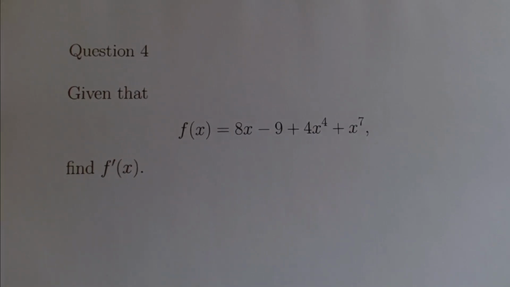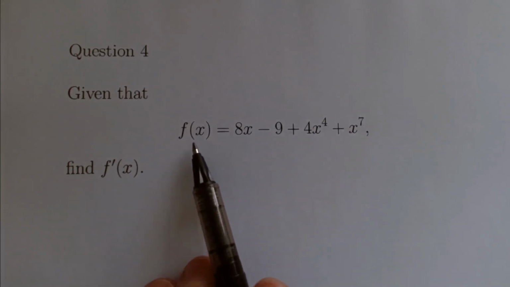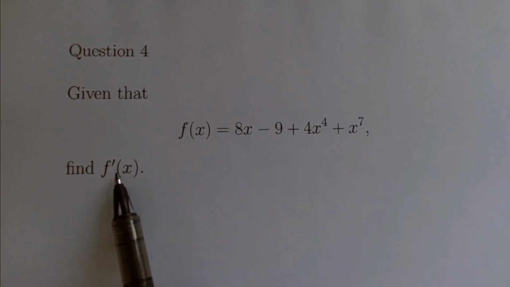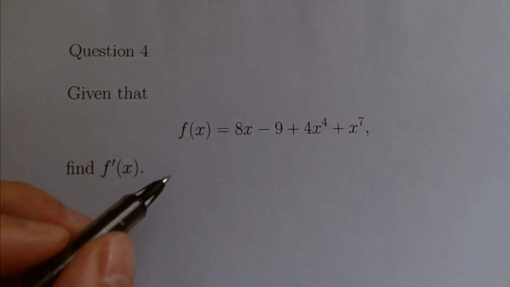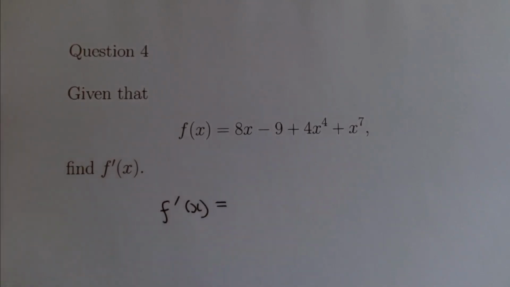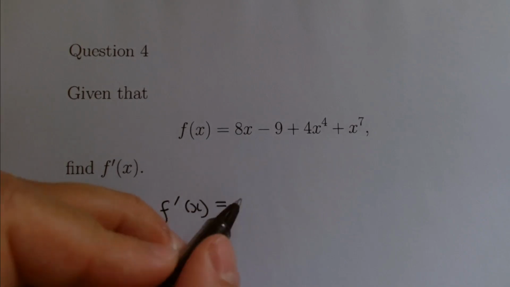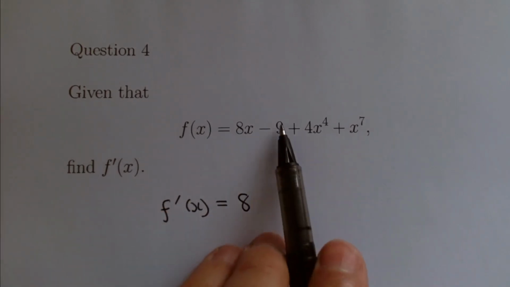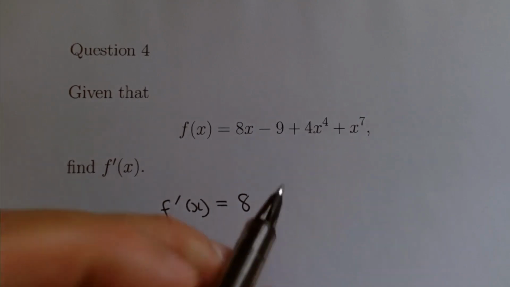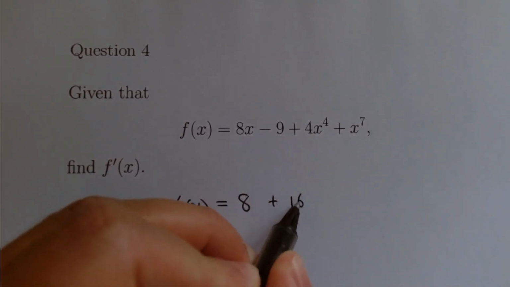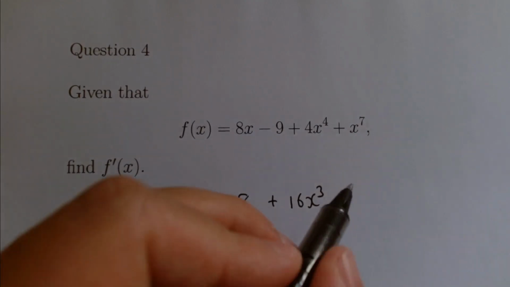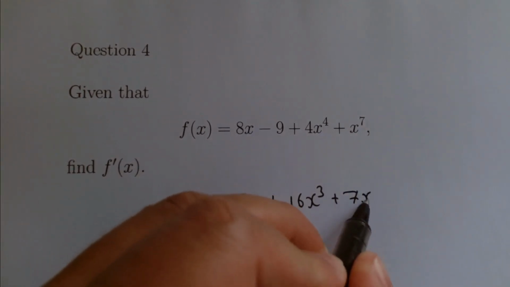Okay, question number 4. We're given a function in f of x notation and we need to differentiate it. So the 8x becomes an 8, the minus 9 becomes a 0, the 4x to the 4 becomes 16x cubed, and the x to the 7 becomes 7x to the 6.